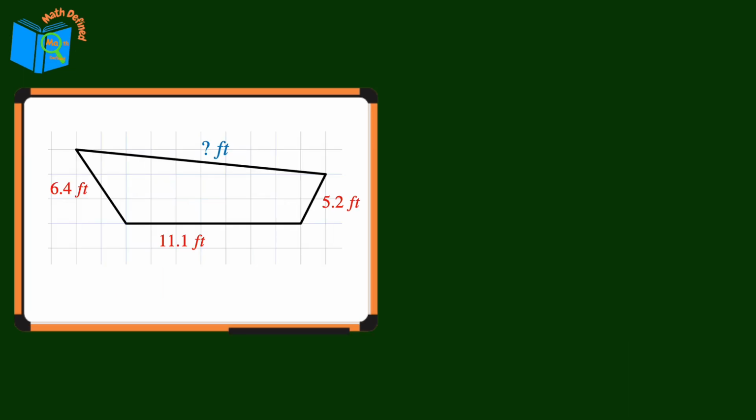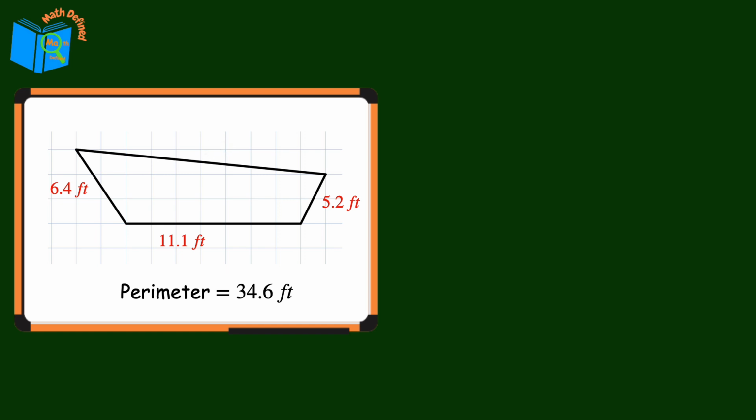Now let's find the missing side length of this quadrilateral. You might think at first glance that this shape looks like a trapezoid, but it's not. Do you know why? Well, a trapezoid must have one pair of parallel sides, and if we look closely, we can see that this shape does not. So how do we find the missing side length for this quadrilateral that has a perimeter of 34.6 feet?